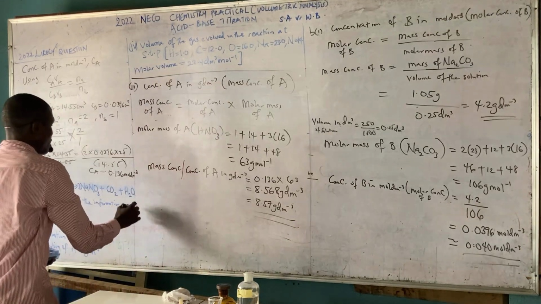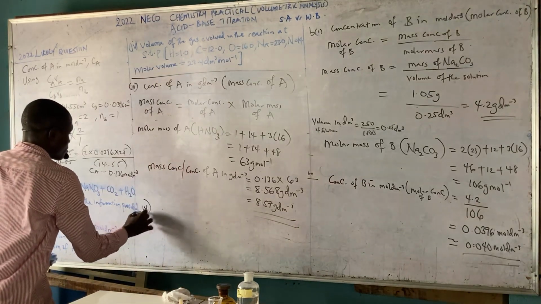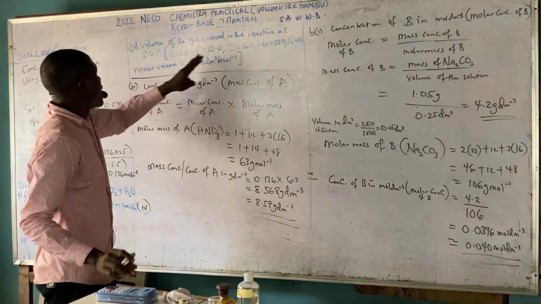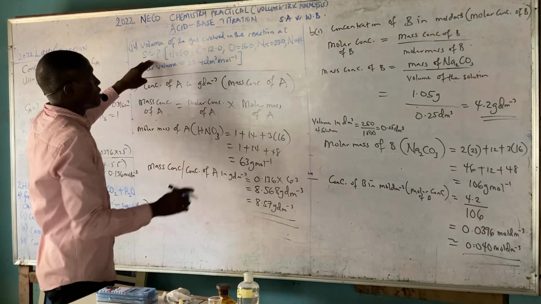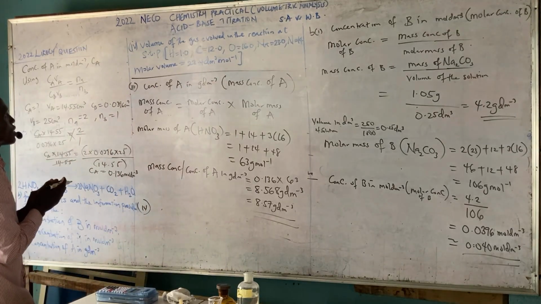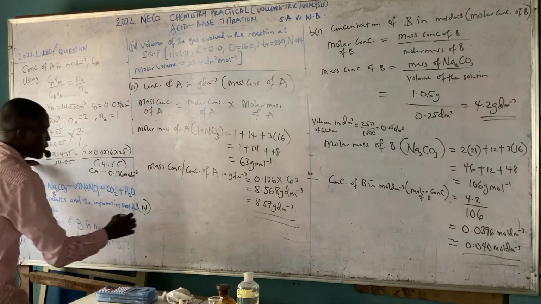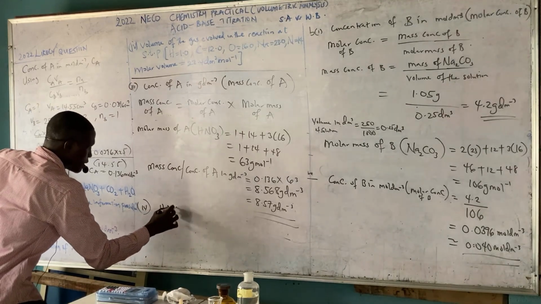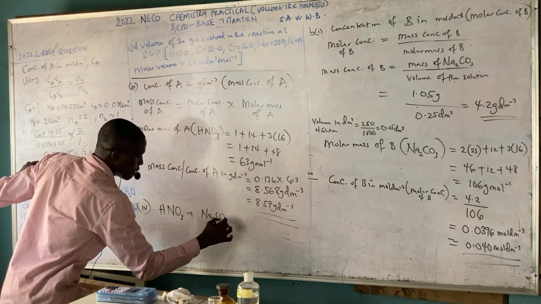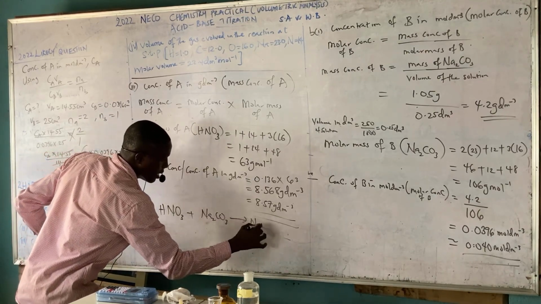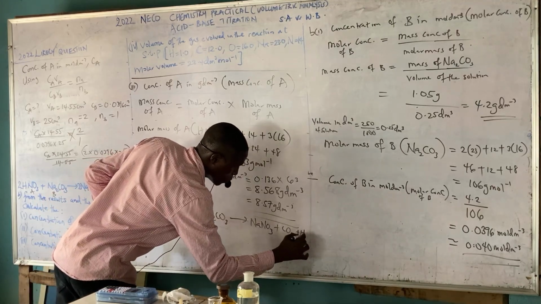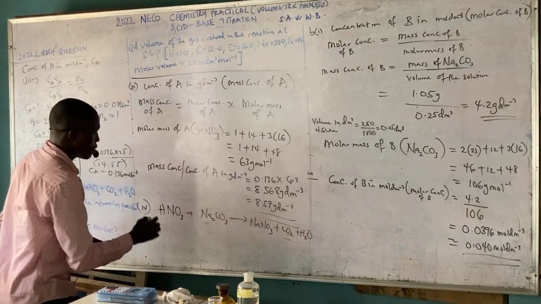The last question here, which is mark 4, is the volume of gas evolved in the reaction at STP. Now when we go back to the equation of the reaction, we have HNO3 plus Na2CO3 to give us NaNO3 plus CO2 plus H2O. This is the equation of the reaction.